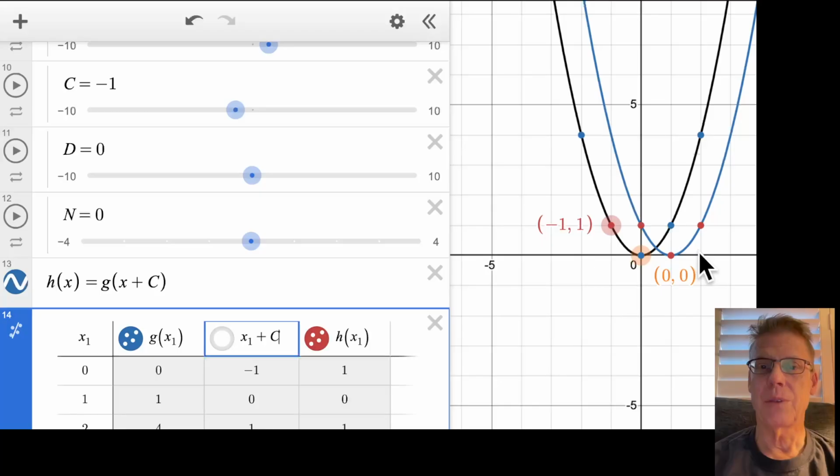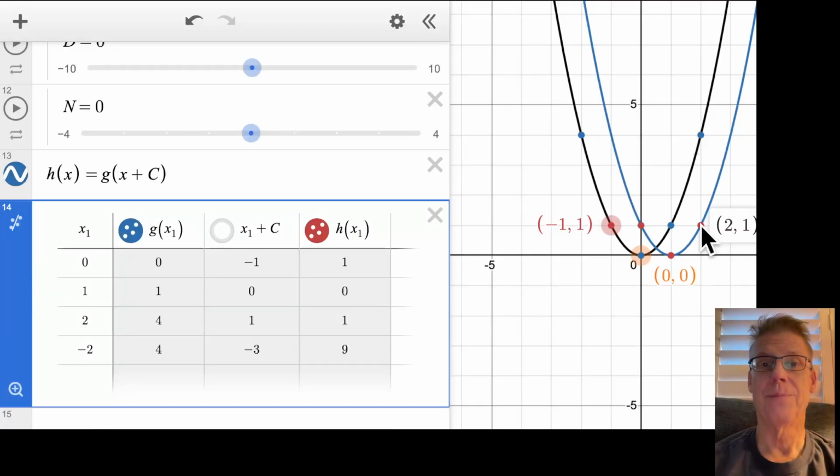Start with x equals 2. Well, what's going to happen to that for the blue graph when x equals 2? Well, first thing is I'll subtract 1 and get 1, and then I'll square it and get 1. So here I am on the blue graph. When x is 2, y is 1.